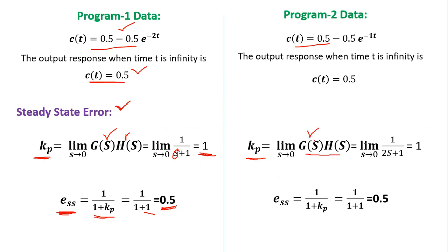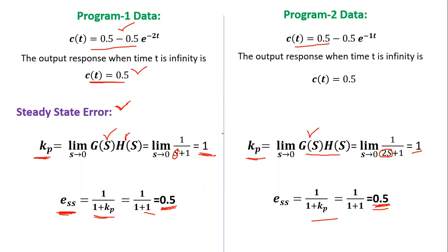In the second case, the open loop transfer function is 1 by 2s plus 1. If we apply the limit, the s term will be 0 and we get 1. If we substitute this, here also we get 0.5. Steady state error will be 0.5 for both the systems. The steady state error is the same and the output response is also the same, but the time constant is different. Based on the time constants, we need to cross check how each will respond.